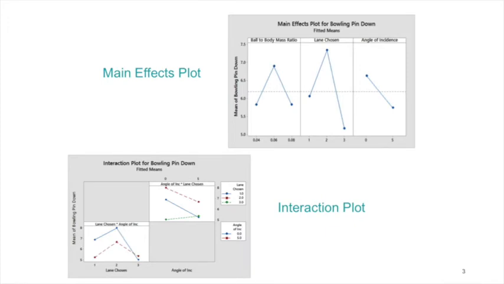The main effect plot substantiates the Pareto chart that lane chosen is the most significant factor. It is shown that the optimal number of knocked down pins can be obtained by using lane 2, together with a ball to body mass ratio of 0.06 and a 0 angle of incidence. As for the interaction plot, the results are also consistent. The non-parallelism indicates interactions, and the Pareto chart tells us that the interactions are statistically significant.